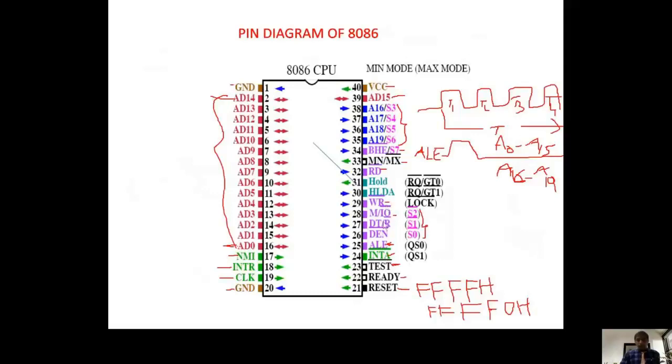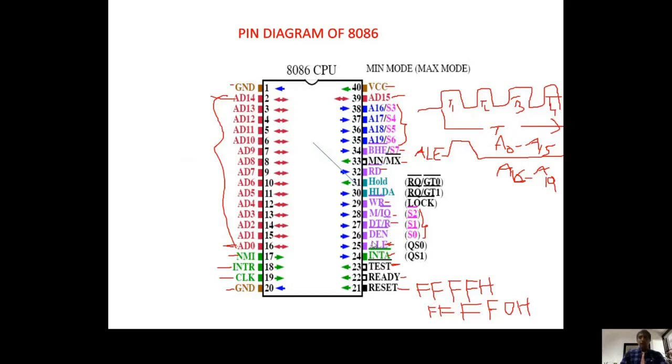Like that, we have RD bar, WR bar and M by IO bar. Now the other important pin is DT by R bar. What is the name DT by R bar? DT is data transmit, R bar is receive. Data transmit / receive bar. If it is 1, the 8086 is performing a data transfer operation, meaning it will send data to other devices. If it is 0, the 8086 is receiving data. So DT by R bar indicates whether the processor is sending or receiving. If it is 0, the processor receives data from an external device. If it is 1, data is transmitted to an external device.